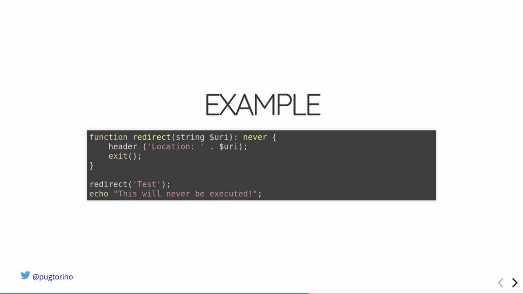So imagine that you put this in a function called redirect, and you specify never as a return type here, because as you can see, we have exit inside the function. So basically when you invoke the redirect function, the code will be terminated. In this example, if we do a redirect using this string test, basically the second line, the echo, will never be executed. Okay, so never means this.